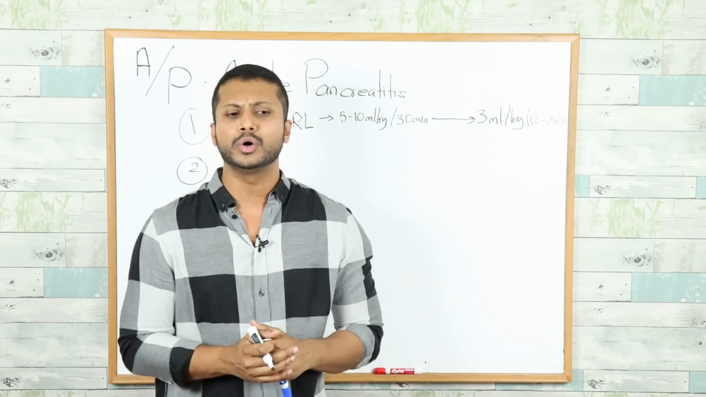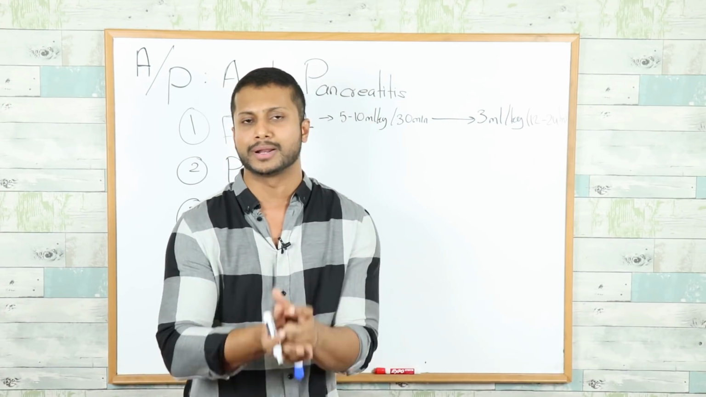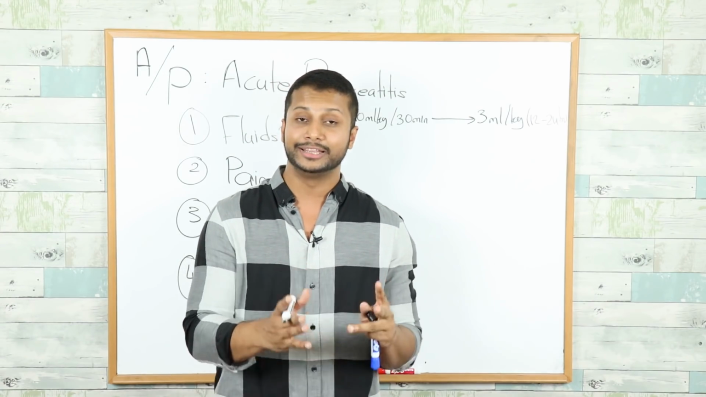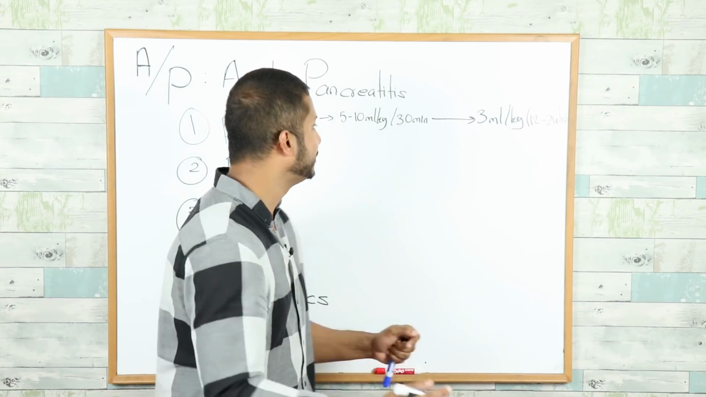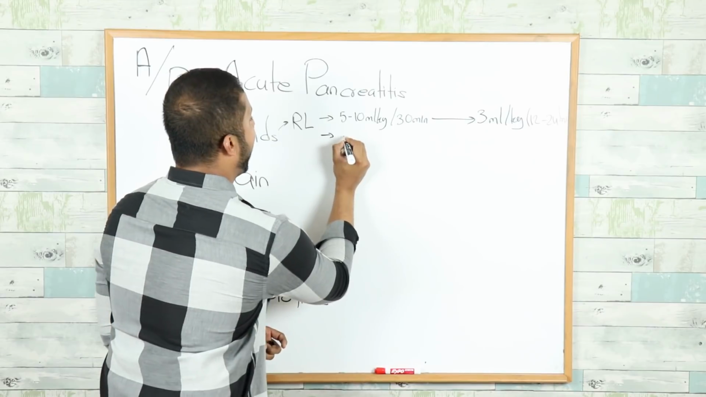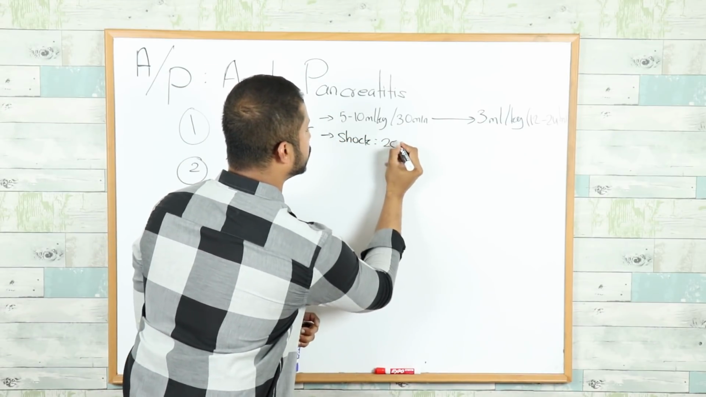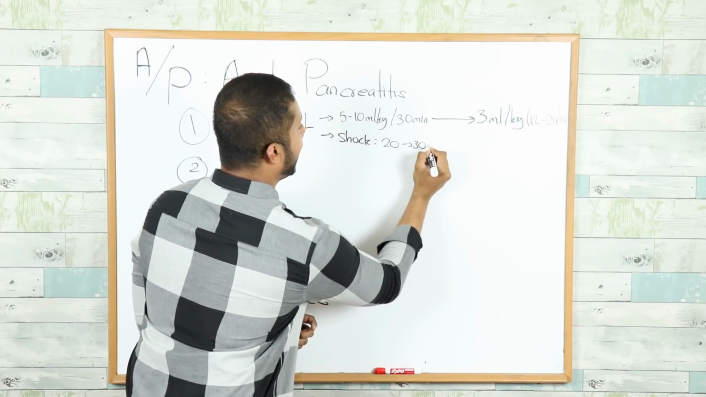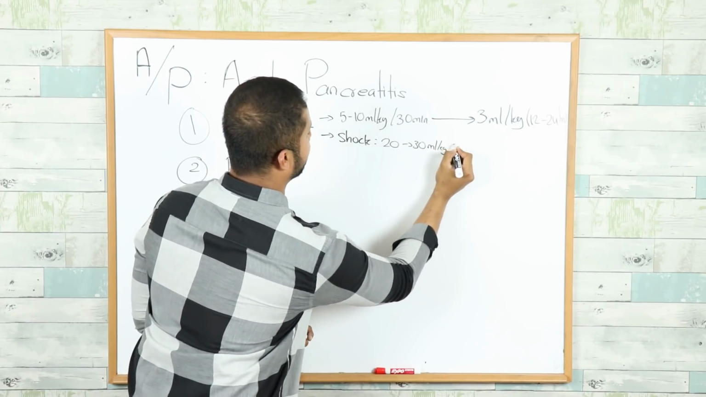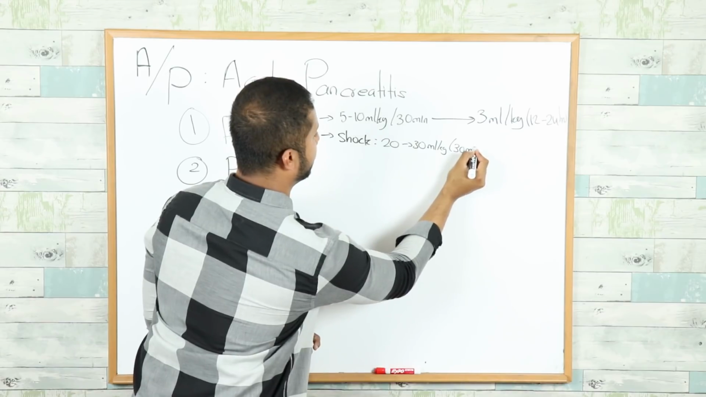If you tell me, alright, you know what, the patient is actually in overt shock, it's not a mild to moderate acute pancreatitis, at this point I would even give more fluid. So if the patient is in shock, at this point you could do about 20 to 30 mLs per kg for the first 30 minutes. So you can bolus the patient much more.